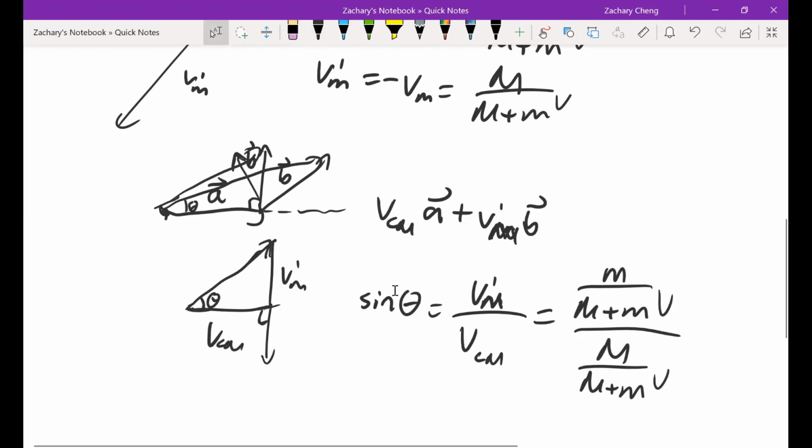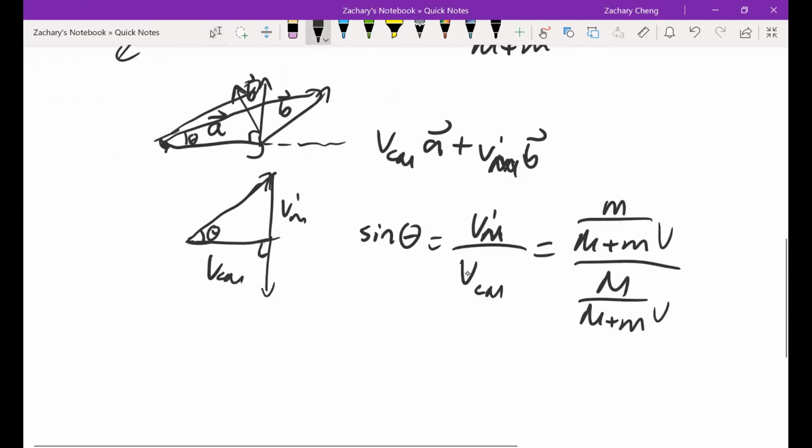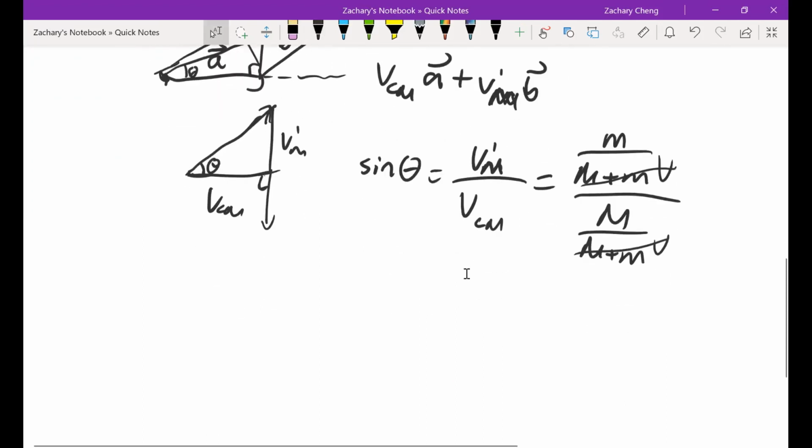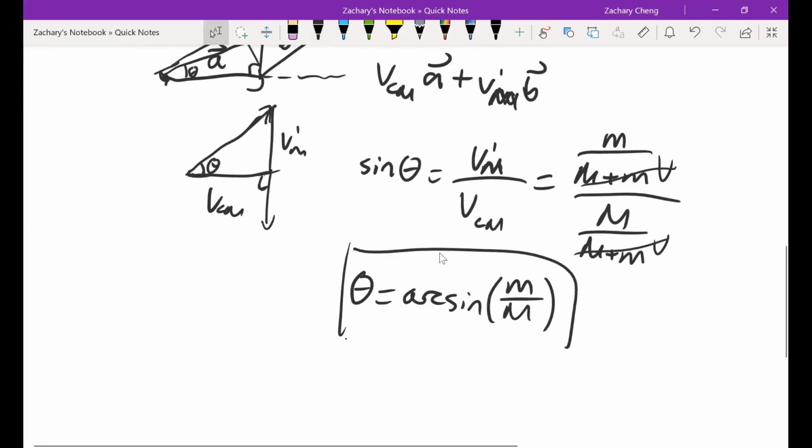So yeah, this stuff all cancels out, and we just get that theta is equal to arcsine of small m over big M. So that's the answer: theta equals arcsine of m over M.